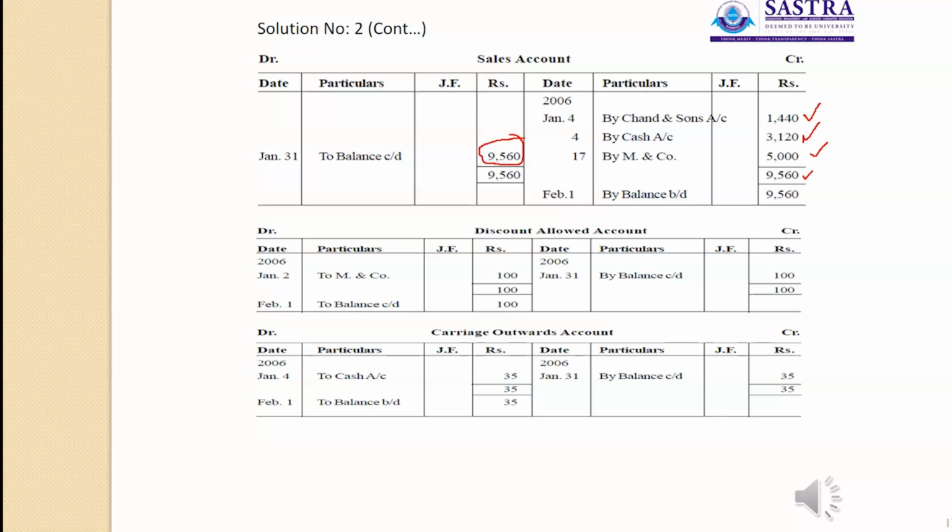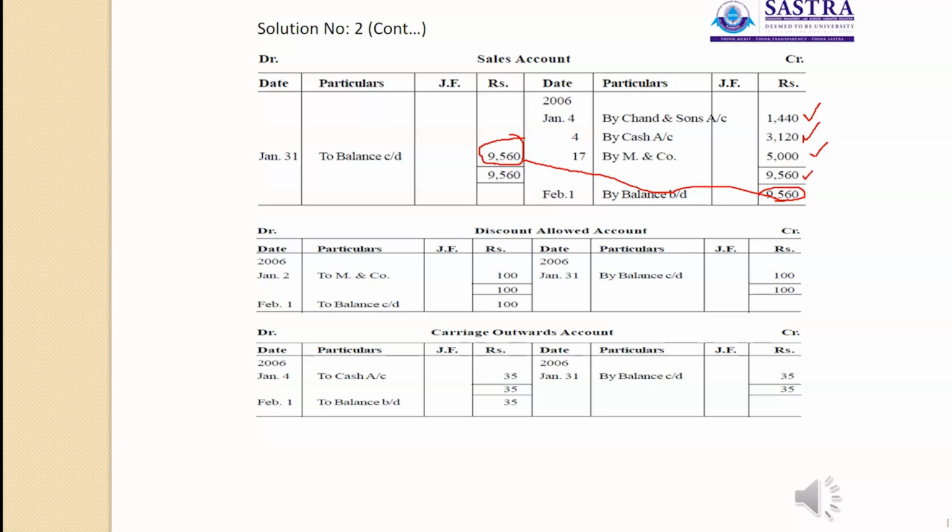So the difference between these two, 9,560, is the balancing figure. So to balance, carried on 9,560. This amount is carried forward to the next month, 9,560 in the month of February 1.